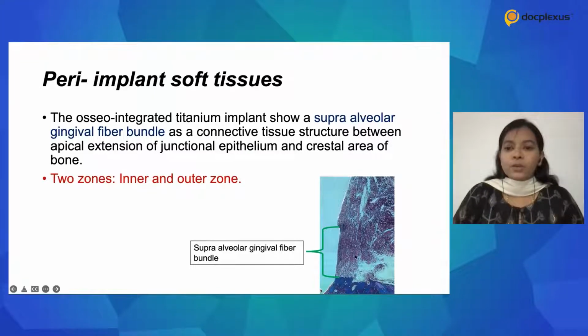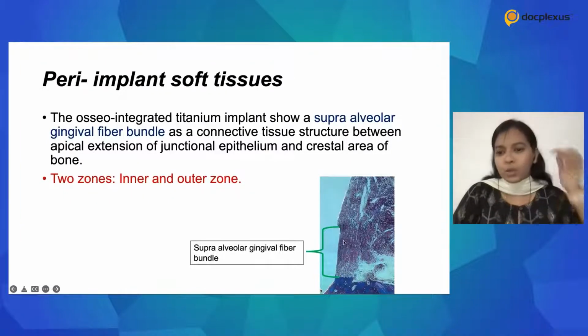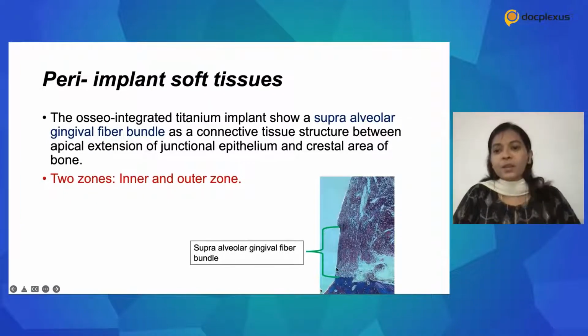This supraalveolar gingival fiber bundle has two zones in it. One is the inner zone, the other is the outer zone. The outer zone will be towards the epithelium and the inner zone will be towards the crestal part.